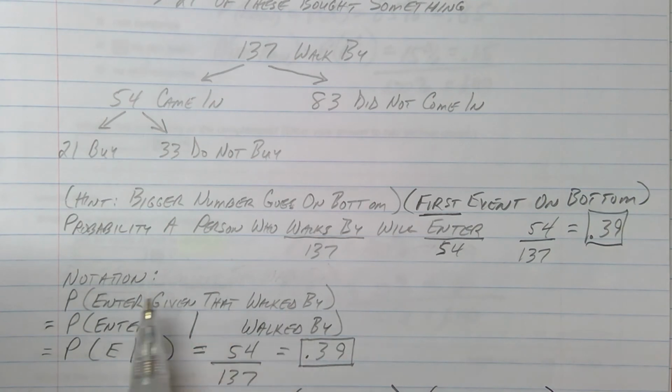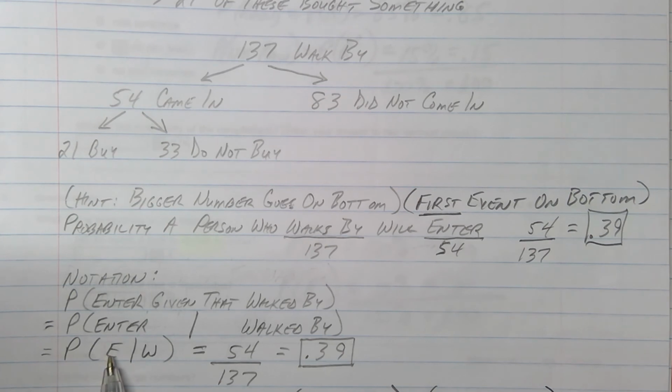This is the first thing they did. This is the second thing they did. Given that is going to turn into a fraction bar right here. Now, if we write it left to right horizontally like this, our fraction bar stands up vertically like this. That's just the fraction bar there. So to shorten this a little bit, we just change the words given that to a vertical fraction bar. The probability that they enter given that they walked by. This is the first thing they did. This is the second thing they did. This is an even shorter version.